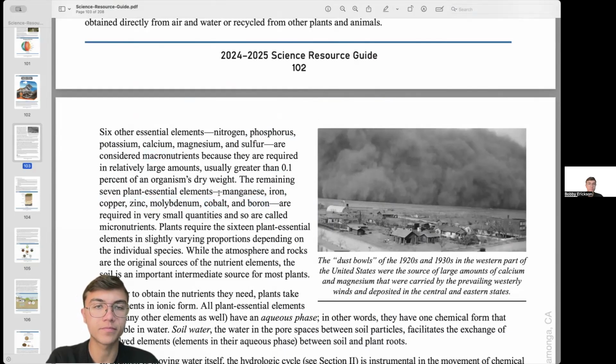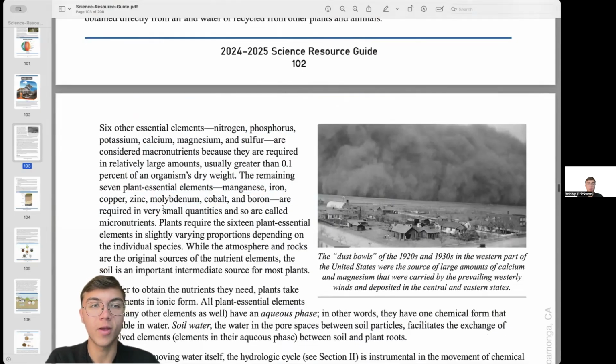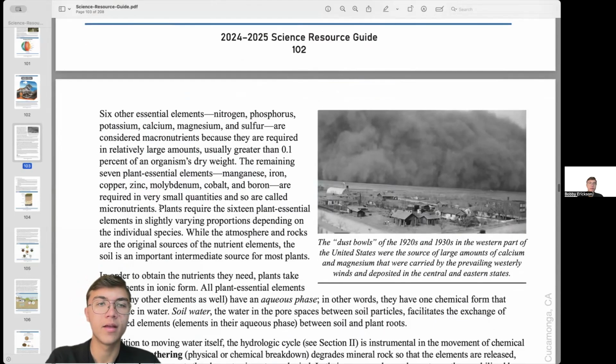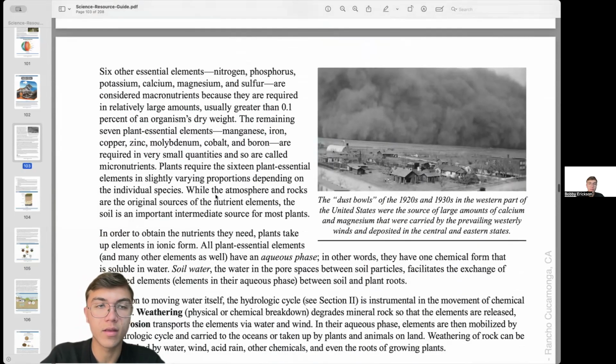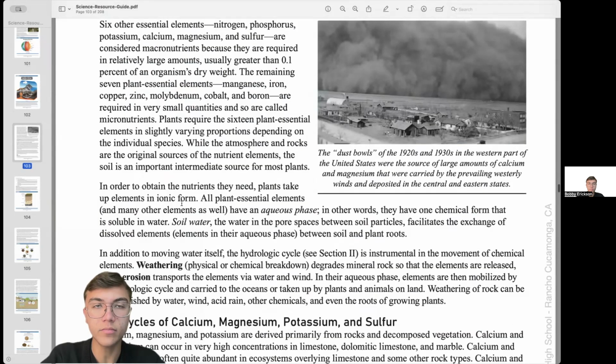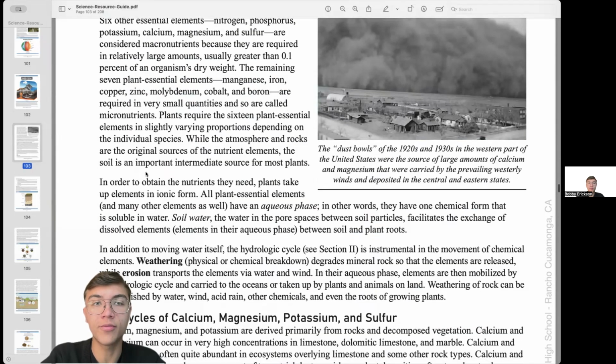So just remember McZ, McB. You can remember it that way. Like Old MacDonald had a Z, and then Old MacDonald also had a B. Hopefully that helps you remember. These are needed in small quantities, as I said. These 16 essential elements are needed in varying proportions, and a lot of these we get from the atmosphere and from rocks, so lithosphere and atmosphere again.